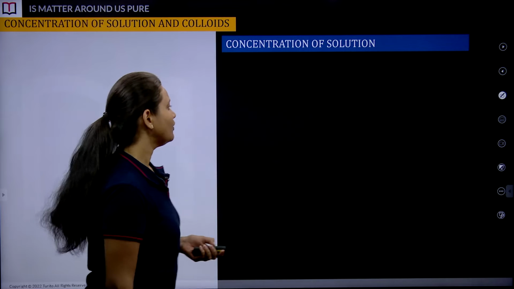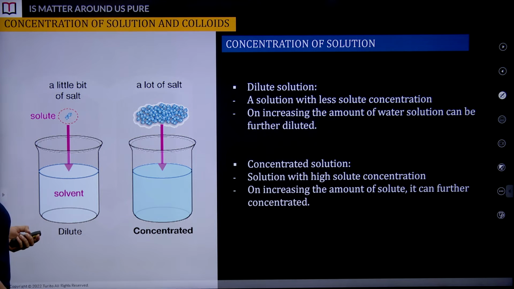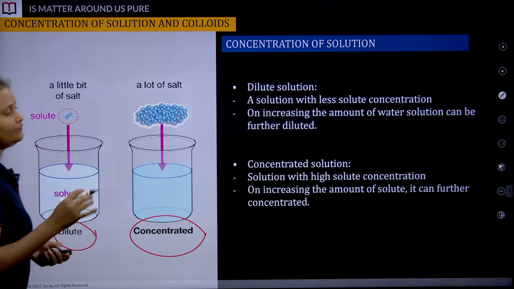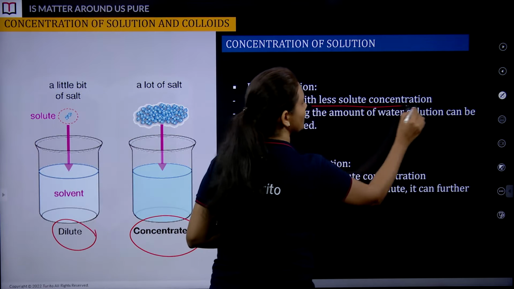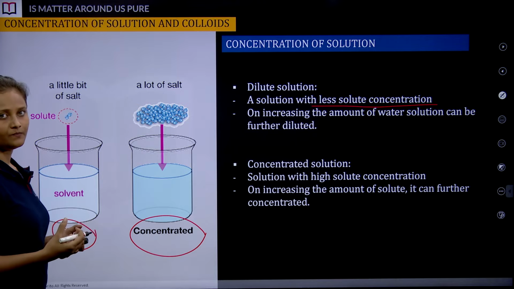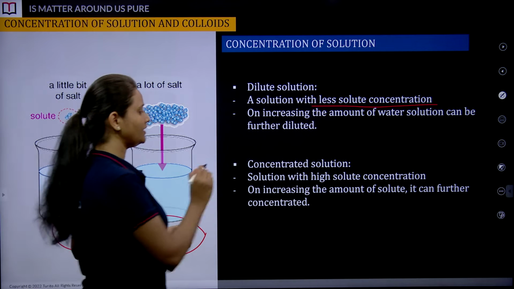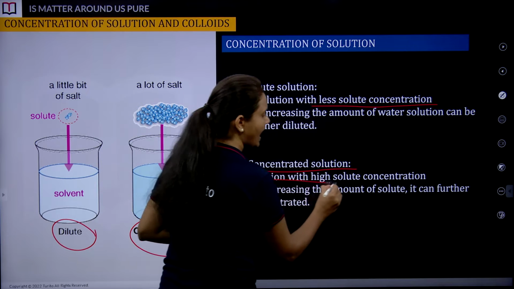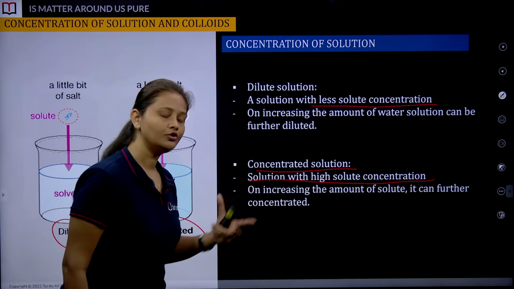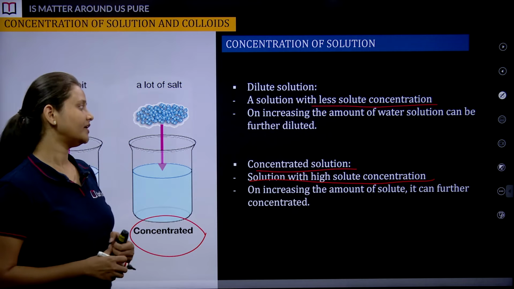Concentrated solution. I hope you all remember the diagram which I showed you. Let's quickly jump to the diagram. Students, this is a dilute solution, this is a concentrated one. The type of solution where we have less solute concentration. Here we are adding solute in less quantity. So the concentration of solute is less in a dilute solution, whereas a concentrated solution has high solute concentration. The amount of solute which we are adding is higher in a concentrated solution.